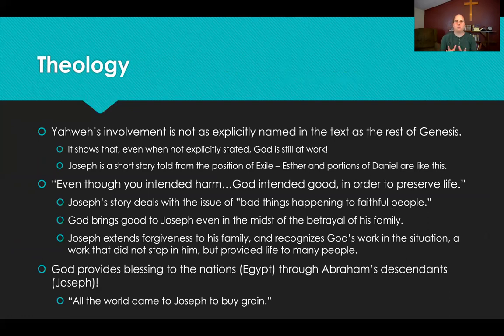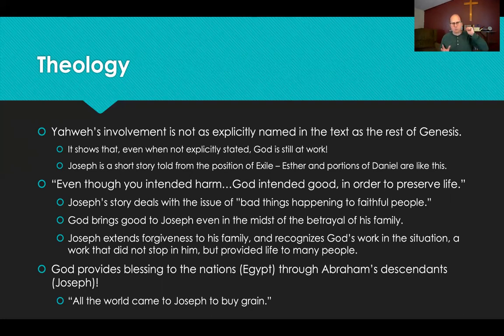That's because God's role is not as explicitly named in the text of Genesis 37 through 50. It is explicitly named: what you intended for evil, God intended for good, that God was with Joseph, that God was there. But we never hear God talking to Joseph. We never hear God explicitly talked about as much as we do in, my goodness, the rest of Genesis, where God is in every story, every other verse.